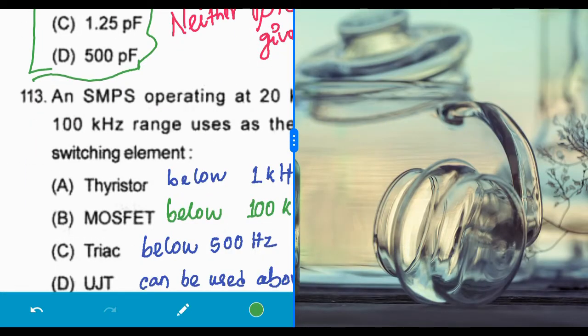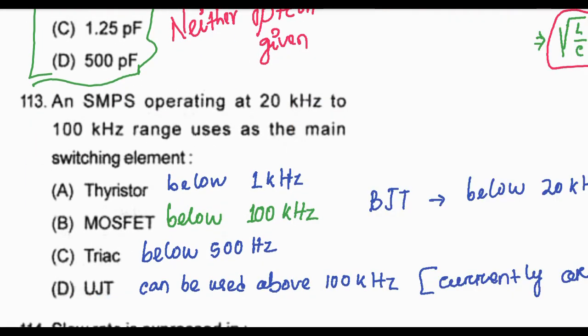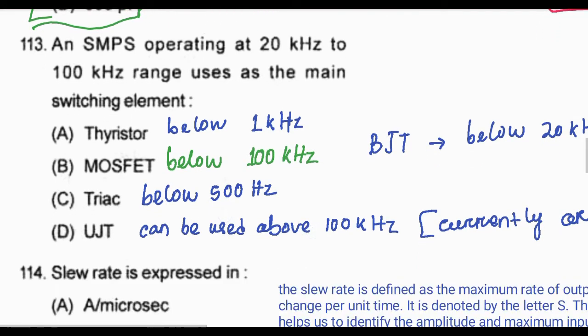So next question is question number 113. An SMPS operating at 20 kilohertz to 100 kilohertz range uses what as the main switching element? Which one is the main switching element of an SMPS, that is a switching mode power supply operating at 20 kilohertz to 100 kilohertz? So what may be the switching device?